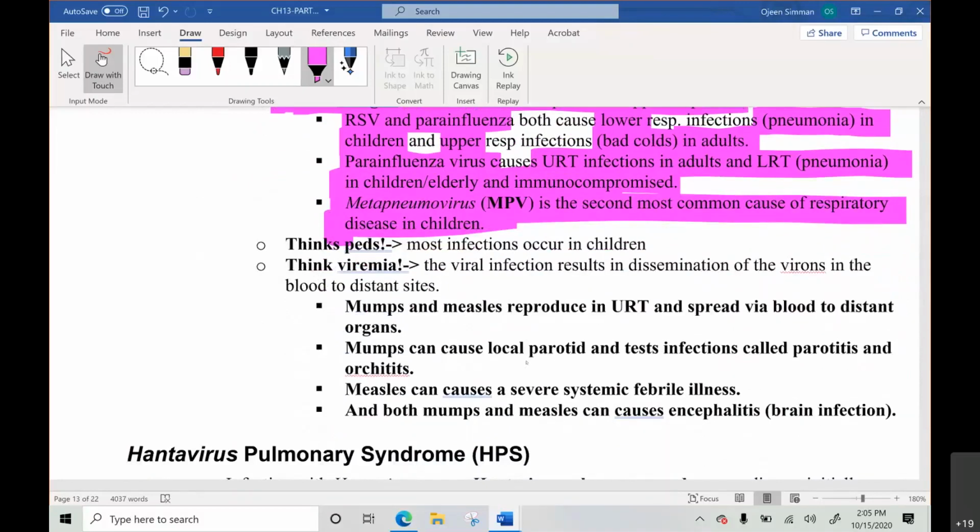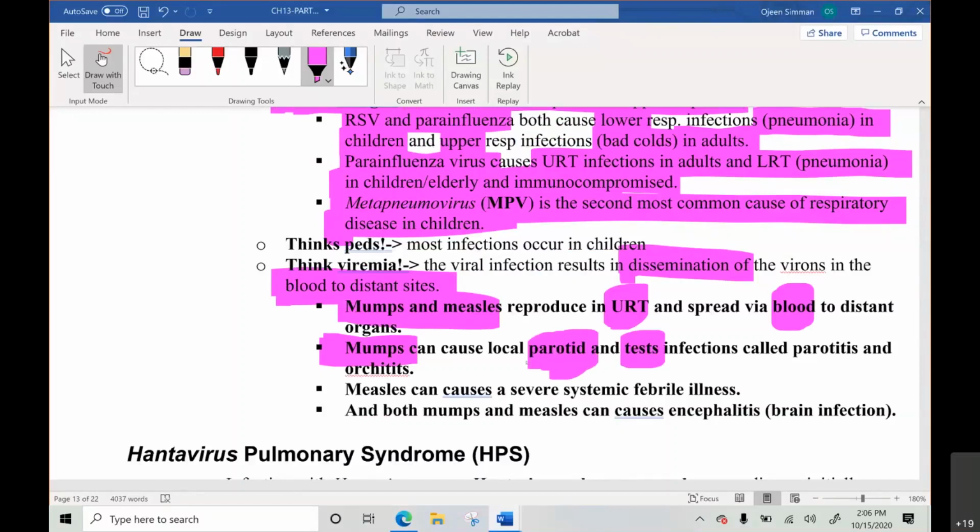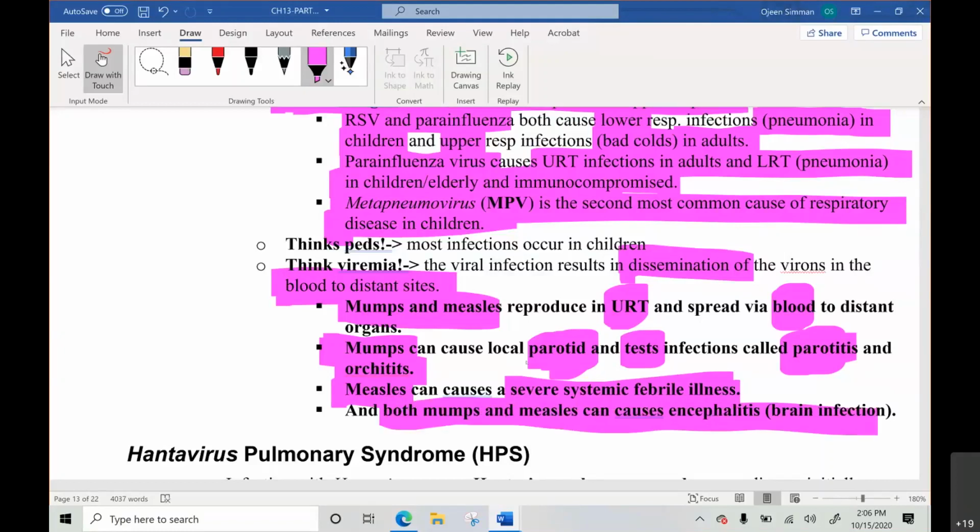Now, the virus can disseminate via the blood to distant sites. Mumps and measles both replicate in the upper respiratory tract and they can spread via the blood to distant organs. Where does it go? Well, the mumps virus can go to the parotid gland and to the testes, causing parotitis, which is inflammation of the parotid gland, and orchitis, which is inflammation of the testes. Measles can also cause a severe systemic febrile illness. Both mumps and measles can cause encephalitis, which is brain infection.